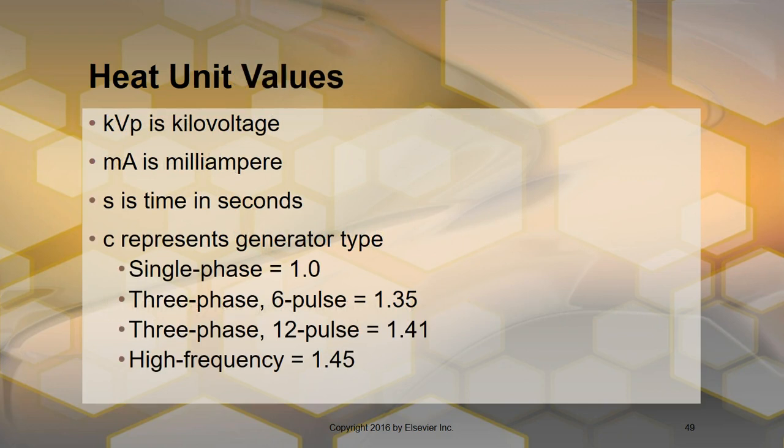Here's where this is. kVp is kilovoltage, MA is milliamperes, S is seconds. C is the generator type. So if you have a single phase, it's just 1. If it's a 3-phase, 6 pulse, it's 1.35, 3-phase, 12 pulse, 1.41, and a high frequency. Again, we'll talk about all those things later. But those are the things that you look at.